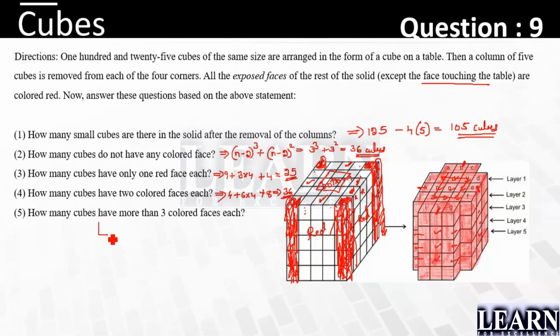Next one. How many cubes have more than 3 colored faces? This is the corner which is going to have 3 colored faces, right? This is the one with the maximum possibility, but still it has 3 colored faces. So more than 3 colored faces is not possible in this diagram. It is not there. So I can say it is going to be 0. We have got 0 cubes which have more than 3 colored faces.